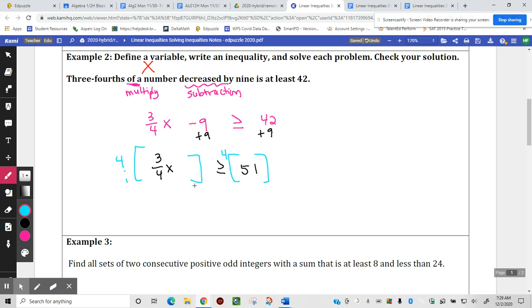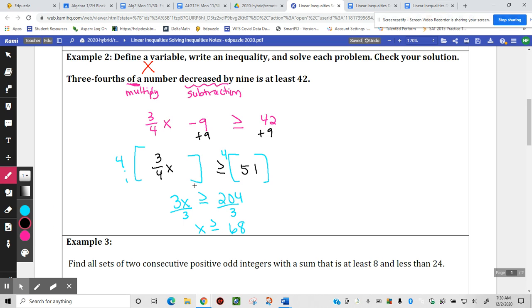So if I multiply everything by 4, I get 3x is greater than 200. And then from there, I just divide by 3. Okay, divide by 3. So x is greater than or equal to 68. Okay, so there's my solution.